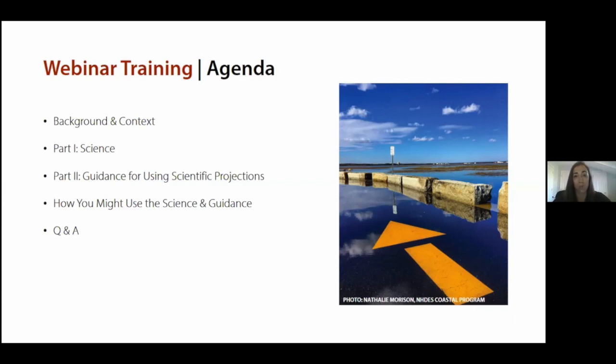As Amanda mentioned, we're here to give you an overview of the 2019-2020 New Hampshire Coastal Flood Risk Guidance and Science. And tonight's session is really geared towards a municipal and professional audience. So we're going to start by giving you some important background and context as to why we're here talking about this. And then we'll jump right into some of the key scientific findings from Part 1 Science, followed by a deeper dive explanation into Part 2 Guidance for Using Scientific Projections. Then we're going to end with a Q&A with questions from all of you.